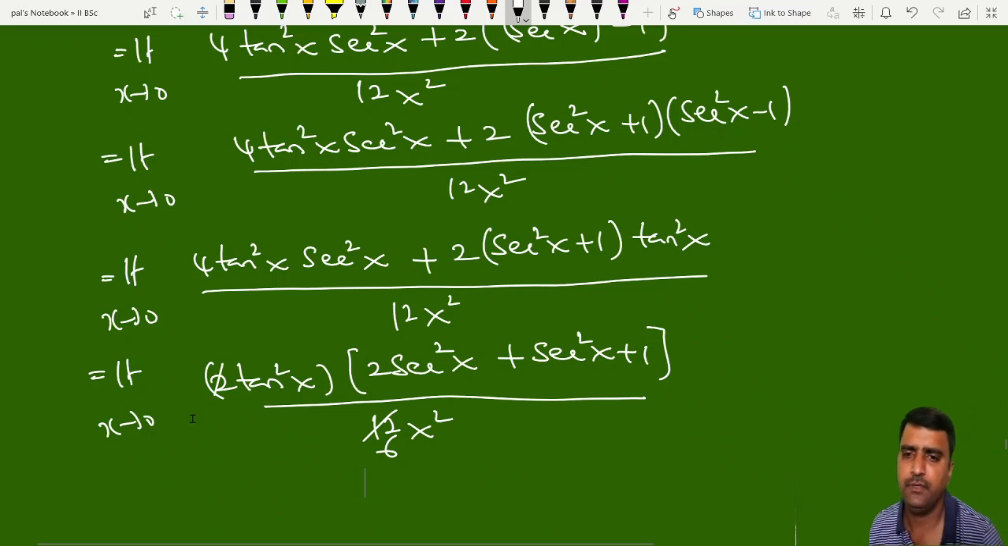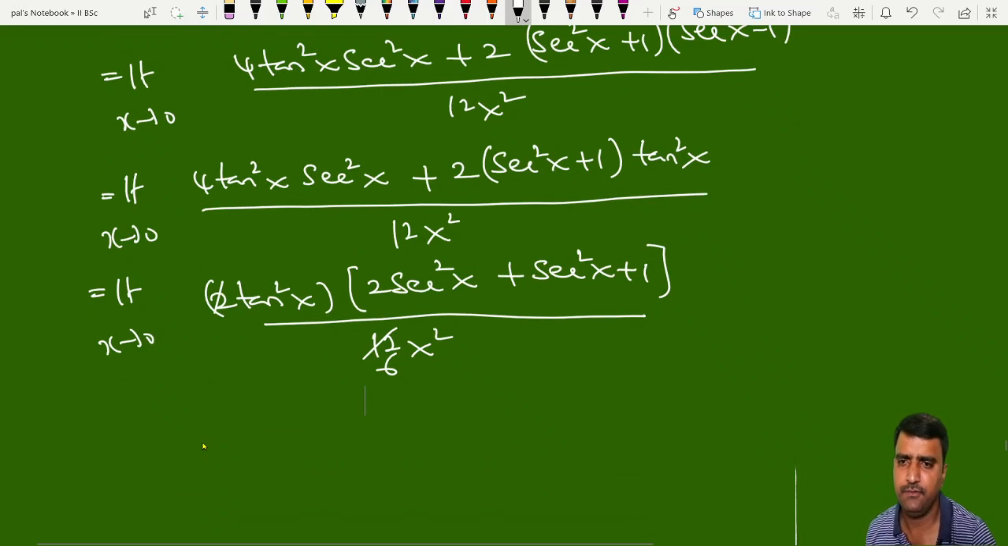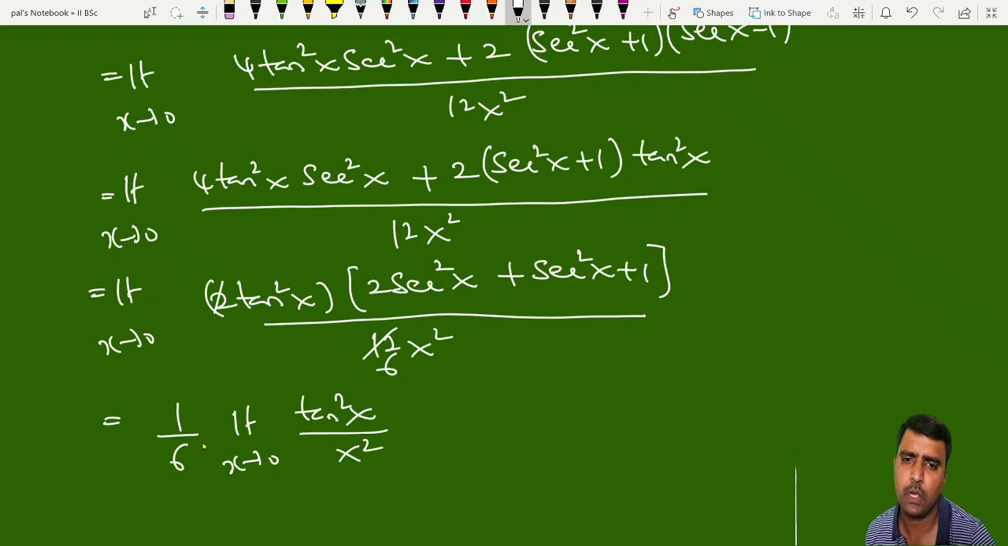Now you apply the limit like this. So now this is equal to 1 by 6, a constant, which you can keep outside. Limit x tends to 0, tan square x by x square, again into limit x tends to 0, 2 secant square x plus secant square x is 3 secant square x, plus 1. Now you apply the limit.